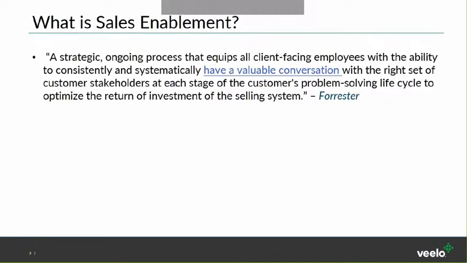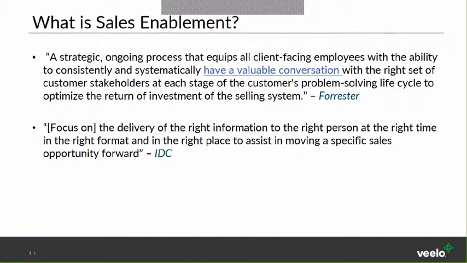So when I say what is sales enablement, there are some formal definitions out there from some of the analysts such as Forrester. Here they talk about, I like that phrase, having a valuable conversation with the right set of people at the company. And so sales enablement is supporting your sales reps to have that conversation. IDC's spin is a little bit more content focused, where it's about delivering the right information to the right person at the right time in the right format, et cetera, all with the goal of moving sales forward.